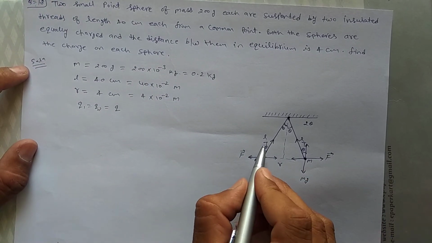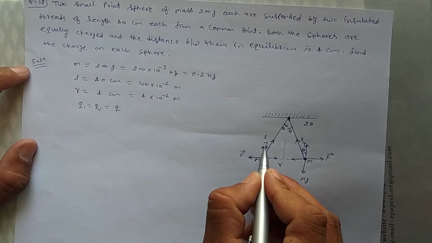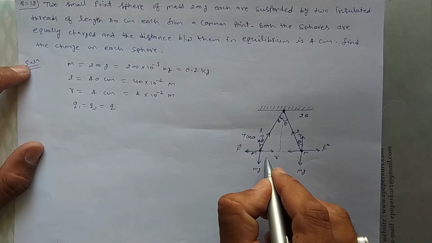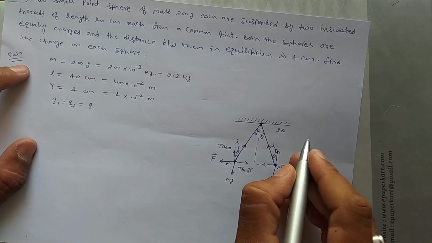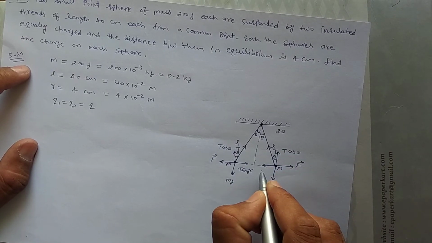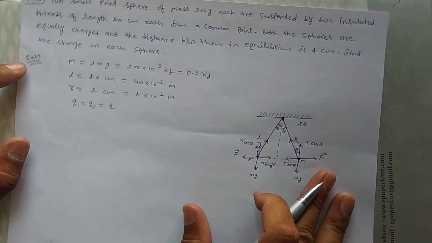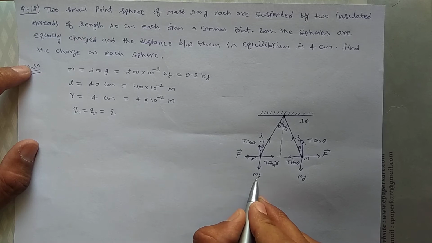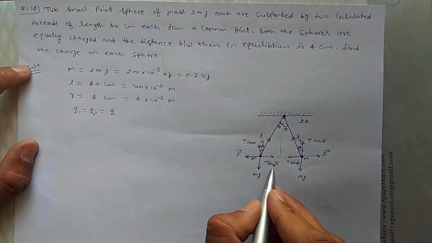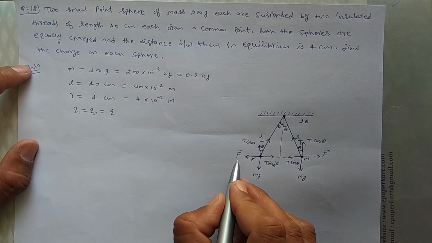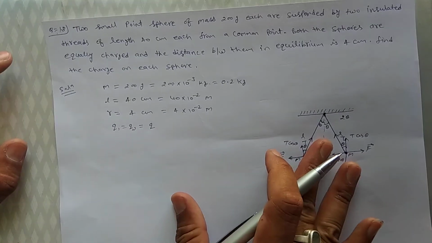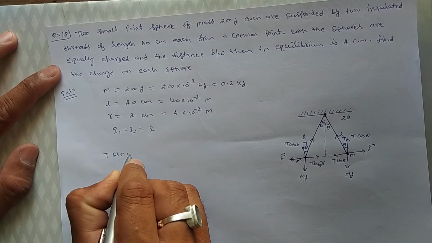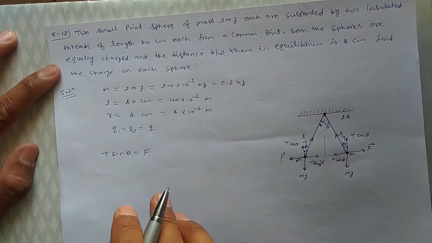Okay, the vertical component of the tension force is T cos theta and the horizontal component is T sin theta. Similarly, T cos theta, T sin theta. Here, the T cos theta component is balanced by mg and the T sin theta component is balanced by the repulsive force F. So from this figure, T sin theta is equal to F. F is the repulsion force.